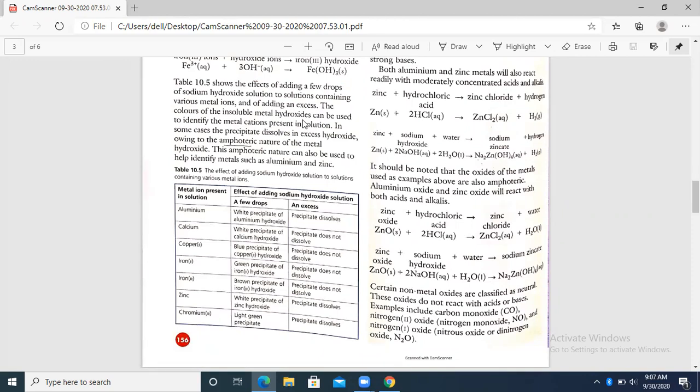So when we are adding sodium hydroxide to aluminium present in the solution, any aluminium solution, what will happen? It will give a white precipitate, this aluminium hydroxide. After that, again we are adding more sodium hydroxide, the precipitate will dissolve. There is no precipitate. Then, if you are adding sodium hydroxide to calcium solution, a white precipitate of calcium hydroxide will form. Then again we are adding excess, more sodium hydroxide, the precipitate does not dissolve, it will be there. But here the precipitate will go.